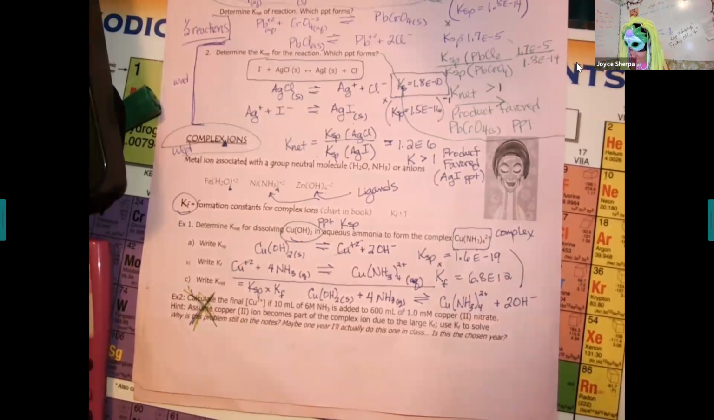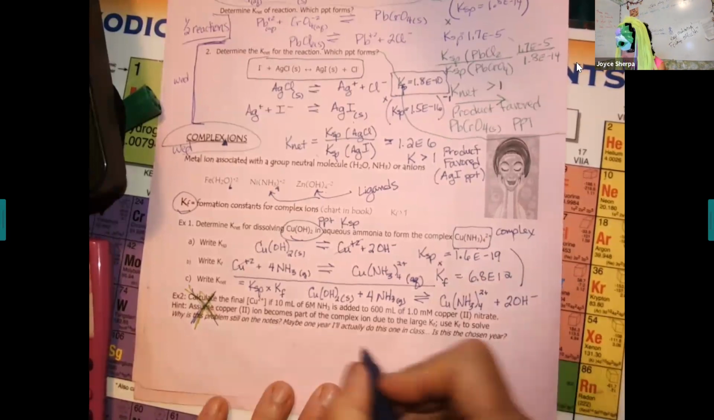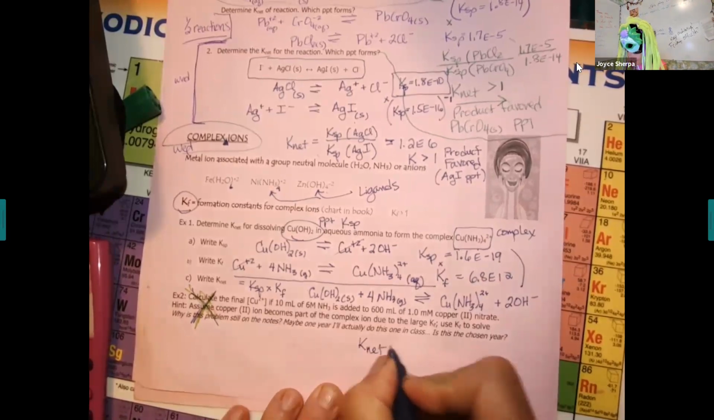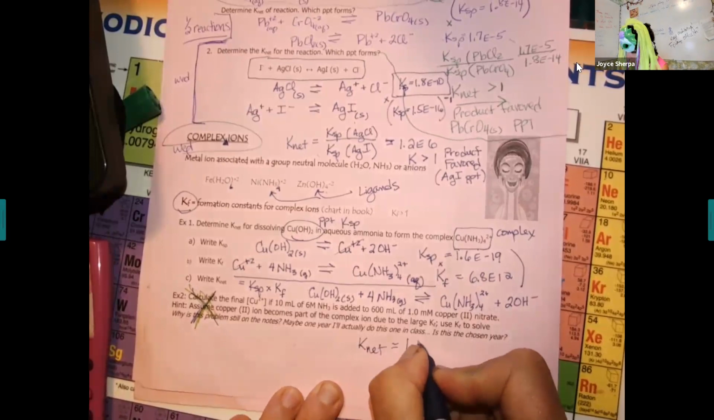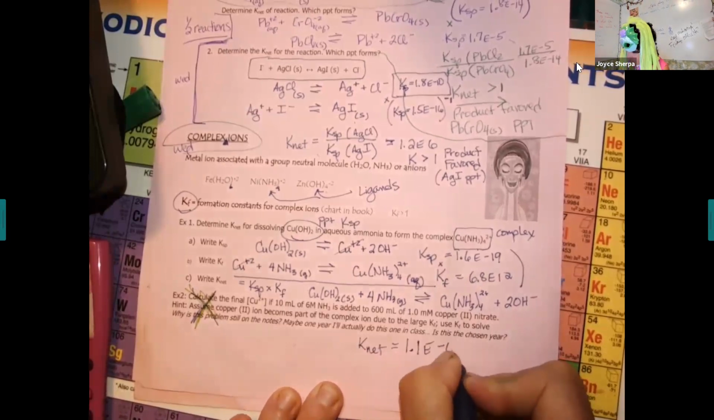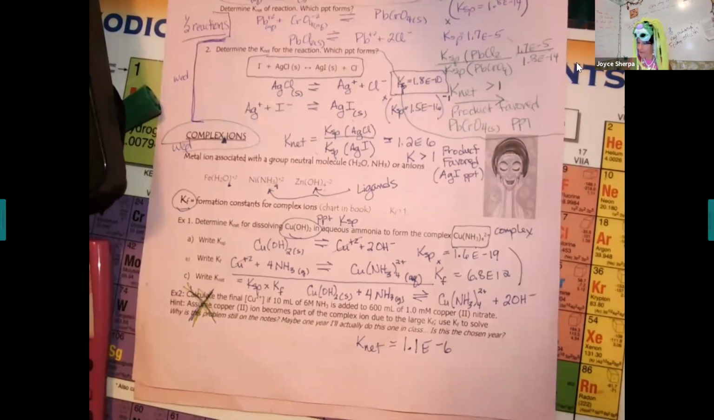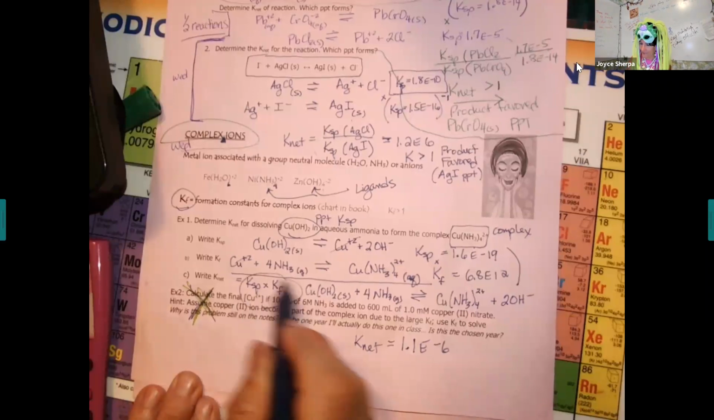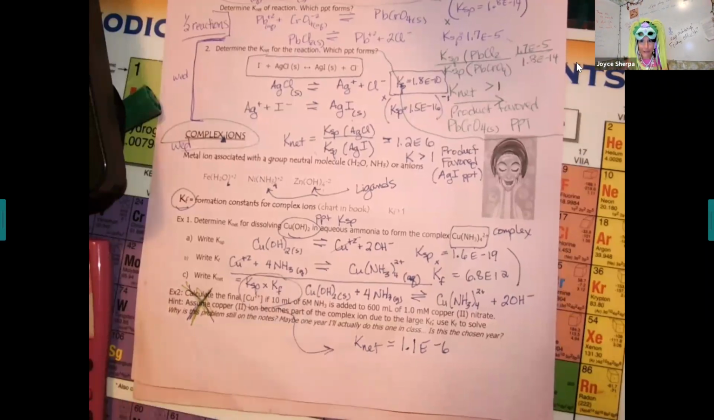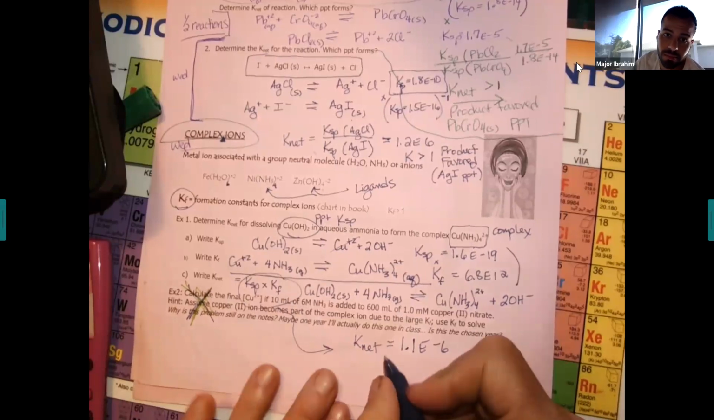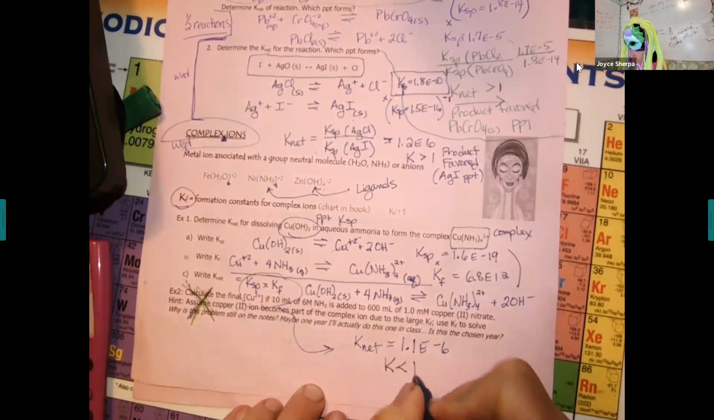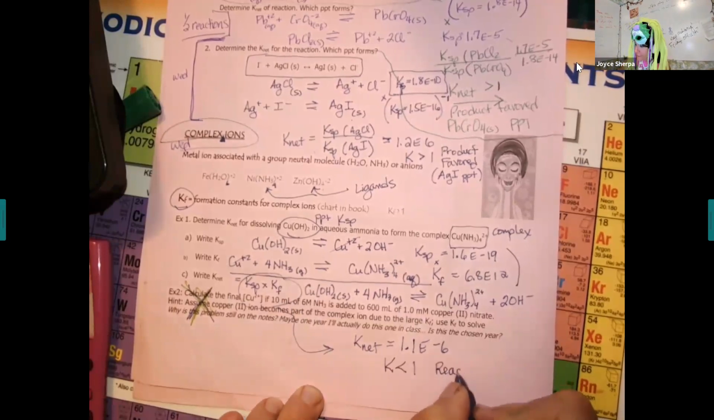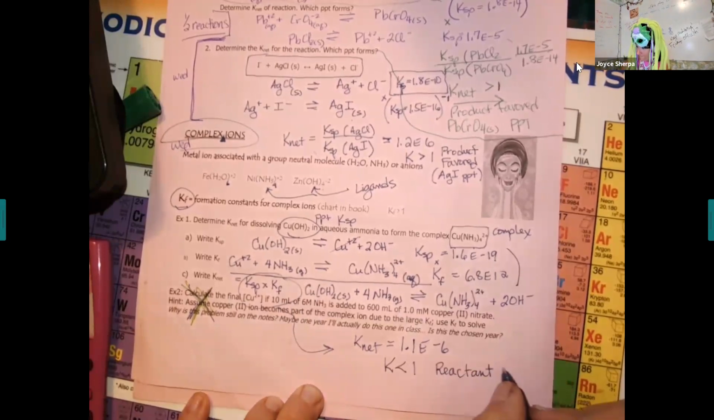All right. So our K net is like 1.09 or 1.1 e to the -6. So all I did is take the Ksp times the Kf. So I'm going to ask it again. What does that number tell us? It's reactant favored. K is less than 1. It is reactant favored. So keep going, Major.